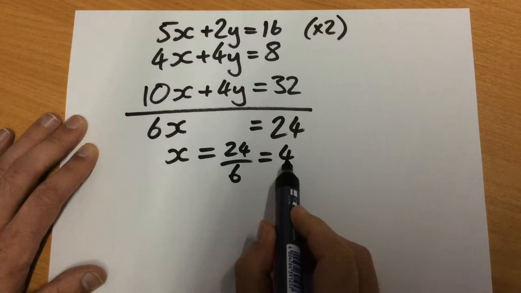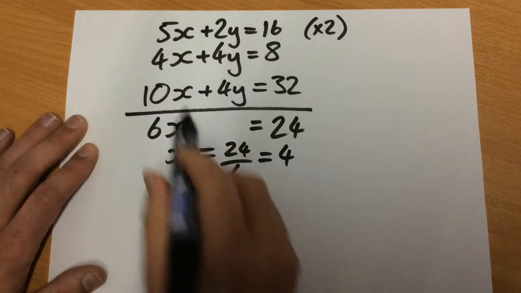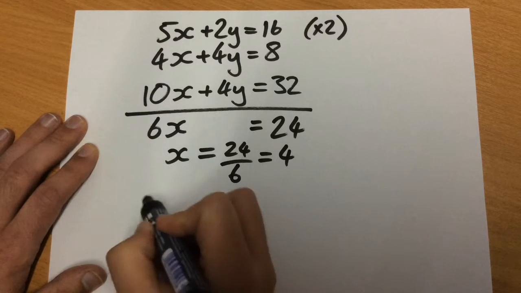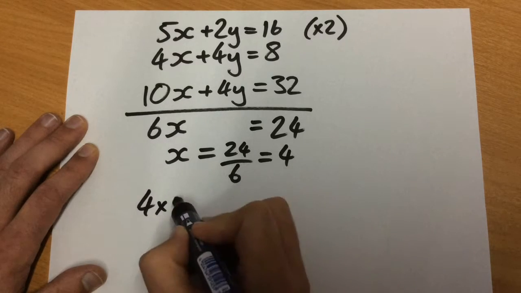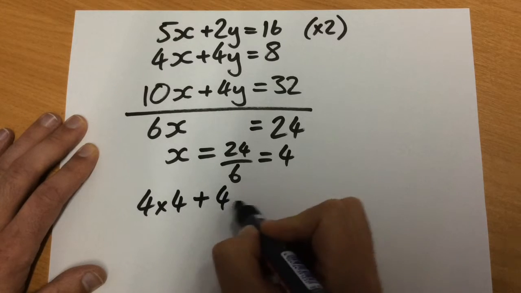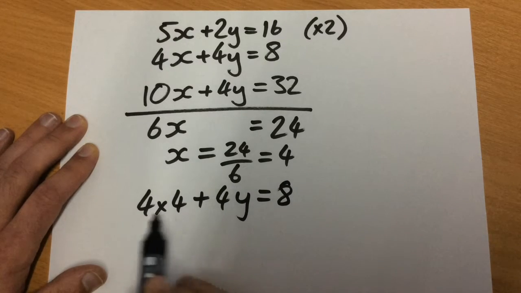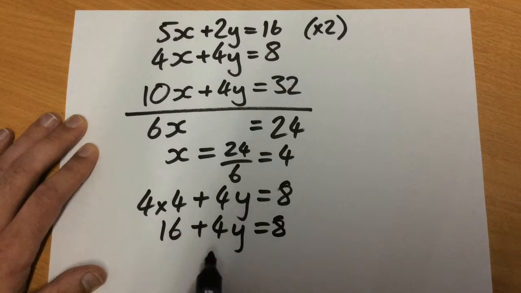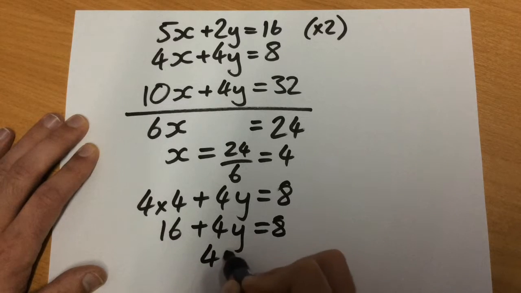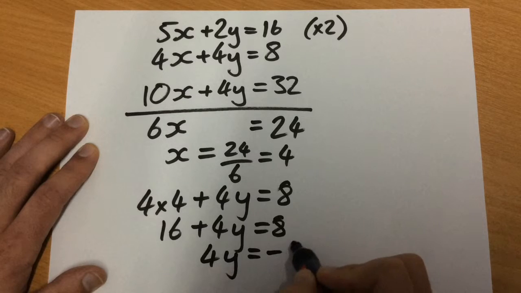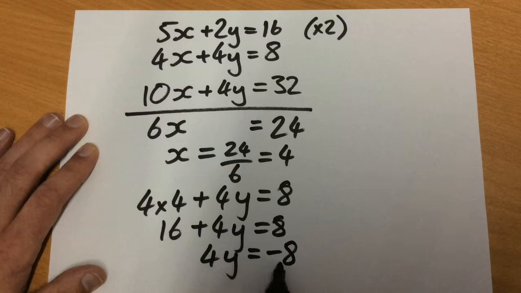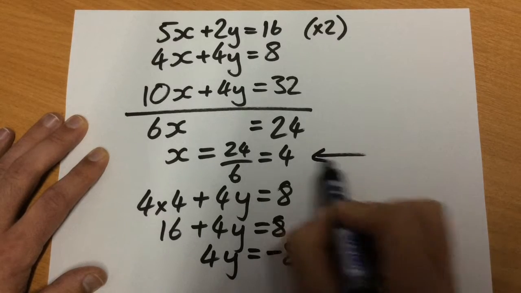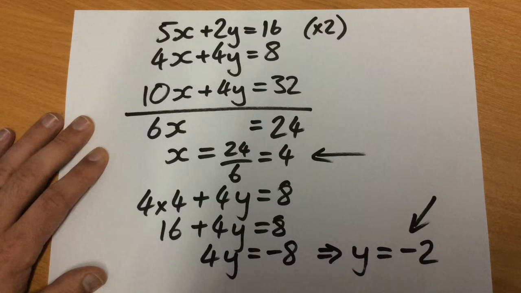So now I know that x is 4, I can substitute this into either of my equations, or any of my three equations for that matter. I'm going to choose this one because it's got the lowest number in it. So 4 times our value of x, which is 4, plus 4y equals 8. So here I've got 16 plus 4y equals 8. Now I'm going to take 16 from both sides. 4y equals 8 minus 16 is minus 8. And so 4y equals minus 8 gives me y equals minus 2. There is my x, there is my y, and there are the solutions.